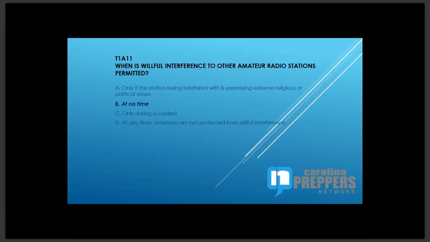You don't want the interference during a contest, so that can't be the answer. At any time, amateurs are not protected from willful interference. Well, in a way, you are protected, because the rules state that when somebody is interfering with other stations, they are obligated to resolve that, or they can be reported, and if it continues, their station can be taken down by the FCC. It has happened.